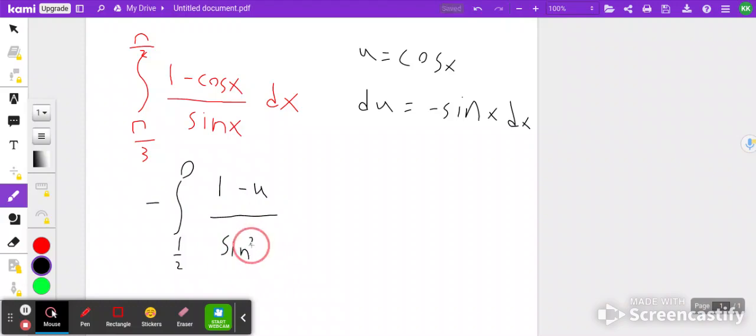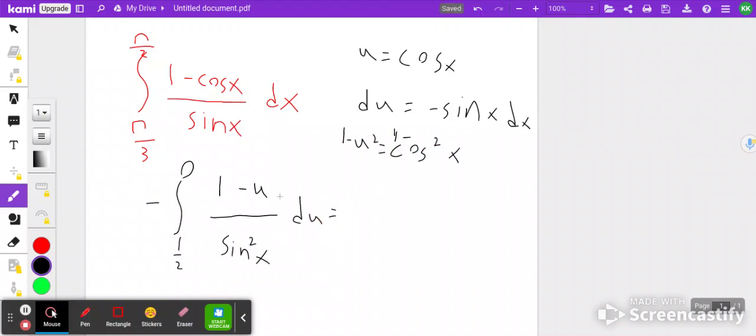But since the integral is in terms of u, we have to turn this sine squared x into terms of u. So we see that u is equal to cosine x. If we square both sides, we see that u squared is equal to cosine squared x. And using the Pythagorean identity, cosine squared x plus sine squared x equals 1, if we subtract, 1 minus u squared is precisely equal to sine squared x.